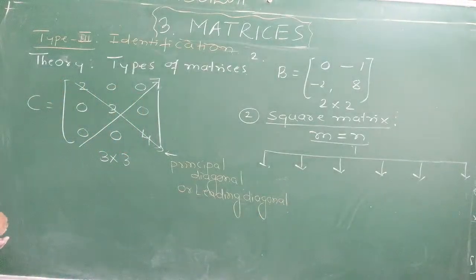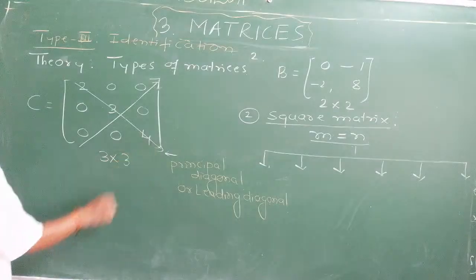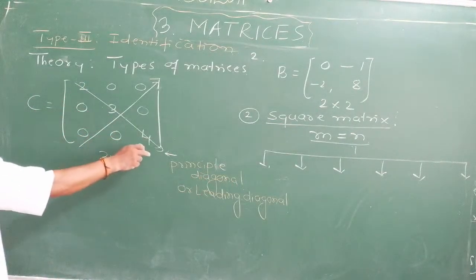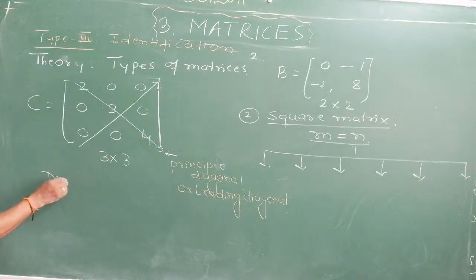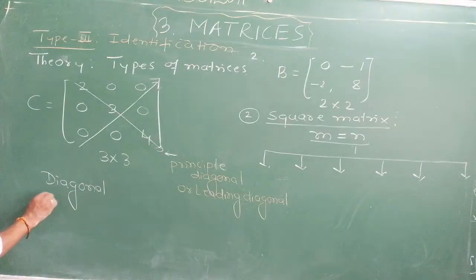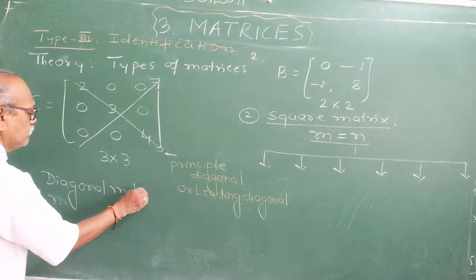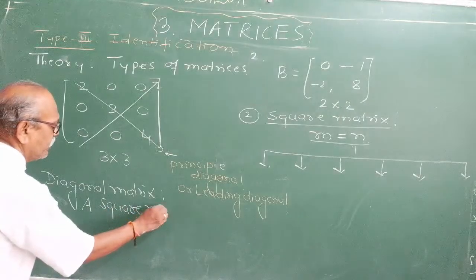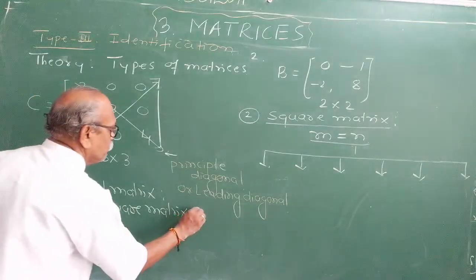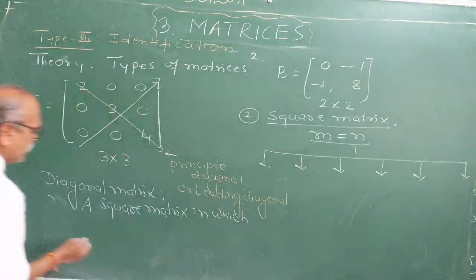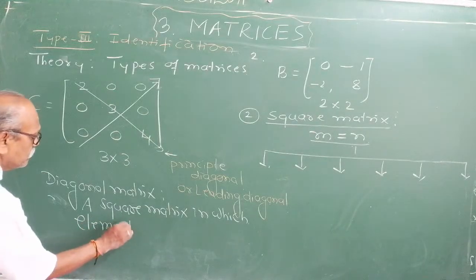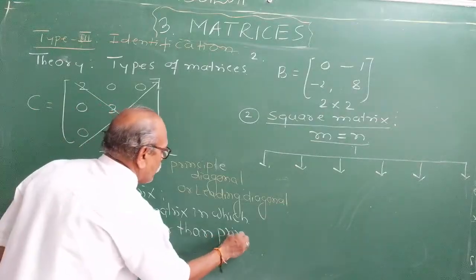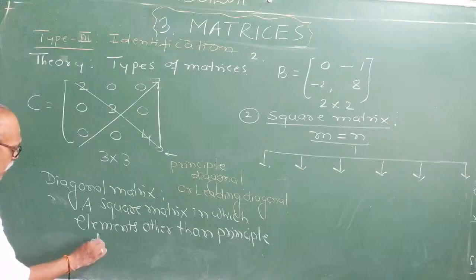A square matrix in which the elements other than the principal diagonal are zeros is called a diagonal matrix. Are you getting me? Diagonal matrix. You can define a diagonal matrix as a square matrix in which elements other than the principal diagonal are zeros.